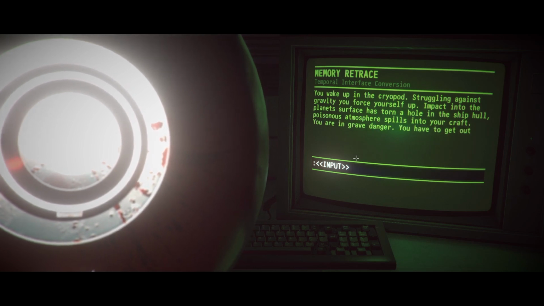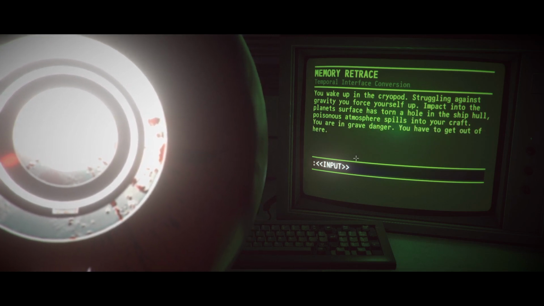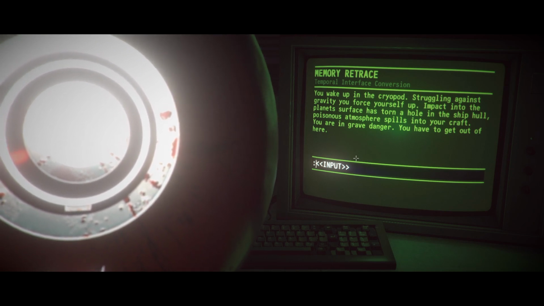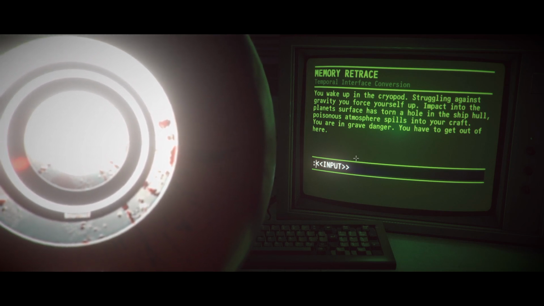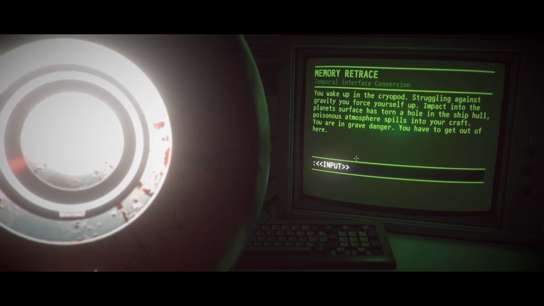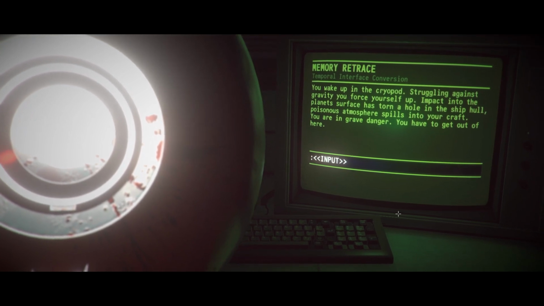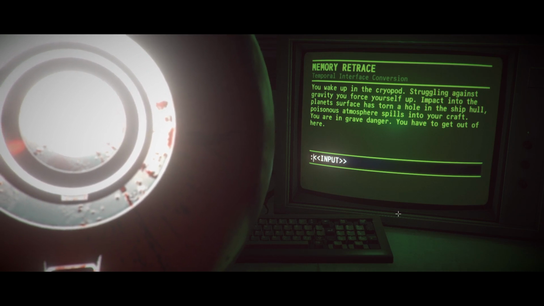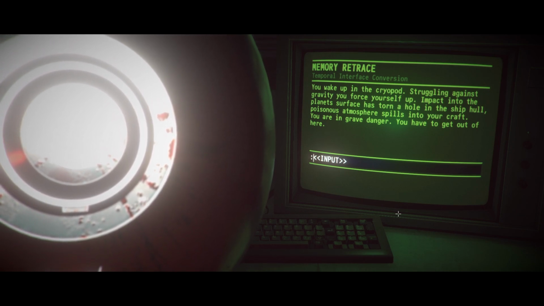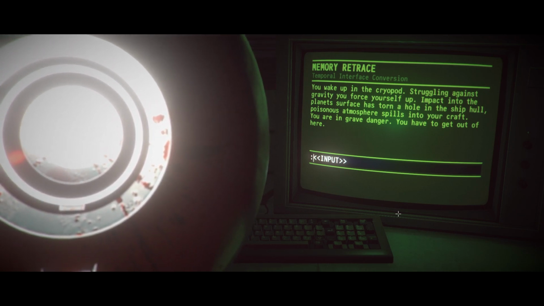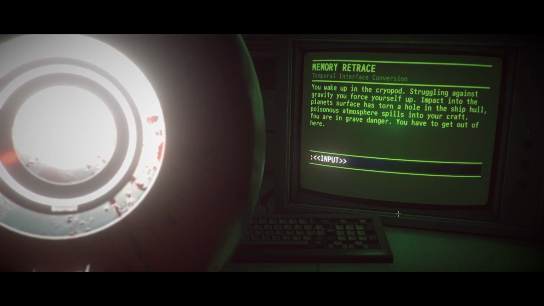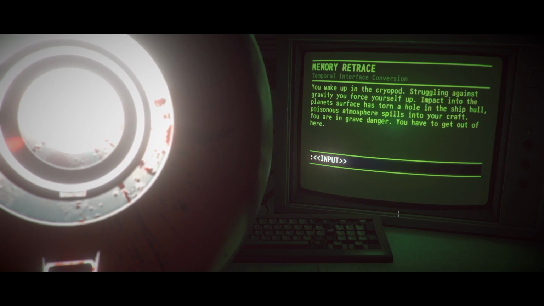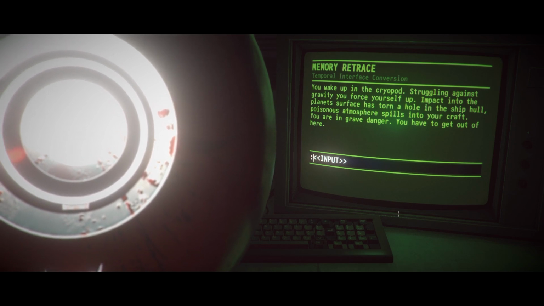Memory retraced. Temporal interface conversion. Remarkable. You can navigate its memories. Use the computer. Work your way through. Memory retraced. Temporal interface conversion. You wake up in a cryopod struggling against gravity. You force yourself up. Impact into the planet's surface has torn a hole in the ship hull. Poisonous atmosphere spills into your craft. You are in grave danger. You have to get out of here.